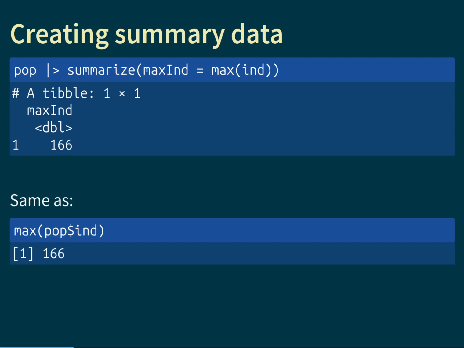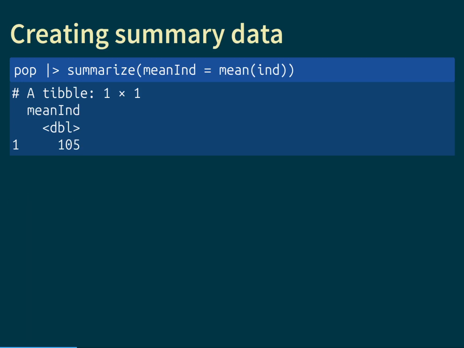In this case, that is a numeric vector, and we take its maximum and we get back 166, the same answer as above. So really the only difference between the form at the top and the form at the bottom, apart from having to type a little more, is in the format of the output. Namely, in the top we get back a simple tibble, and in the bottom we just get back a single number. As another example, we could also compute the mean number of individuals, maybe slightly more useful.